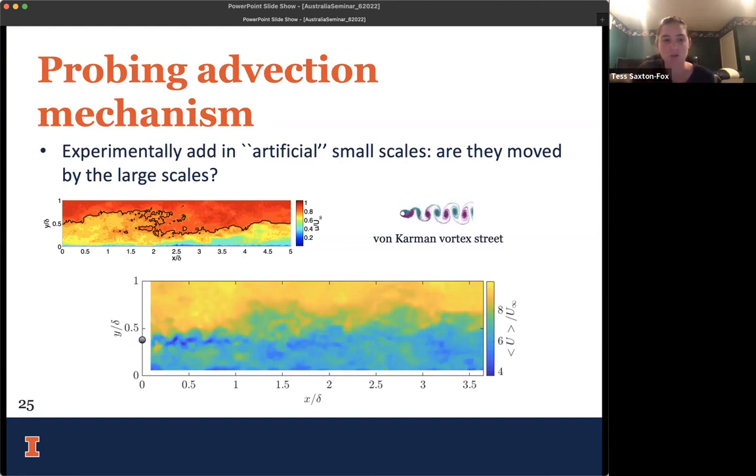And so what we did is we artificially added new small scales at a fixed height. We put a von Karman vortex street, a small cylinder, in our boundary layer at a fixed height, and then we looked at where the vortices go downstream. Do they change height? Do we see advection of these vortices that start at one height under the influence of the large-scale coherent structures of the turbulent boundary layer? And then we'd have to make arguments about whether or not that's relevant to naturally occurring small-scale vortices.